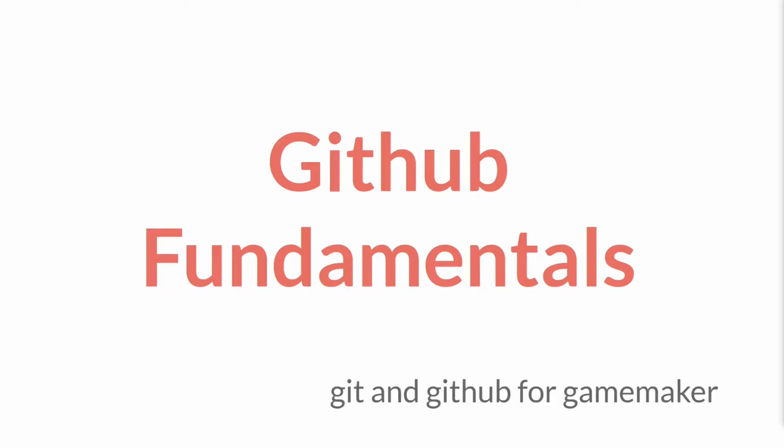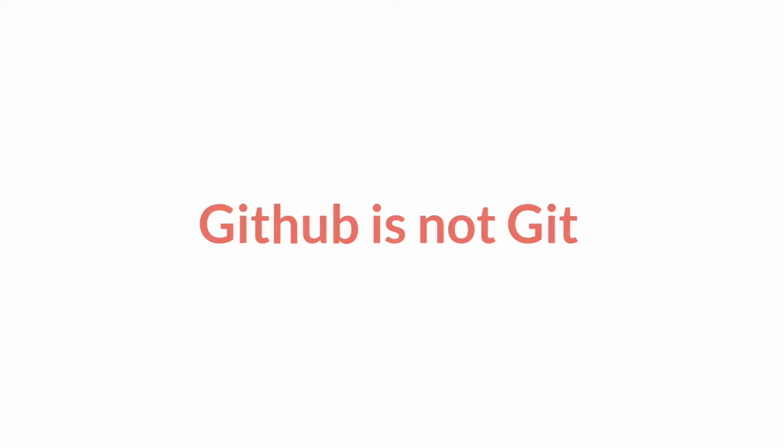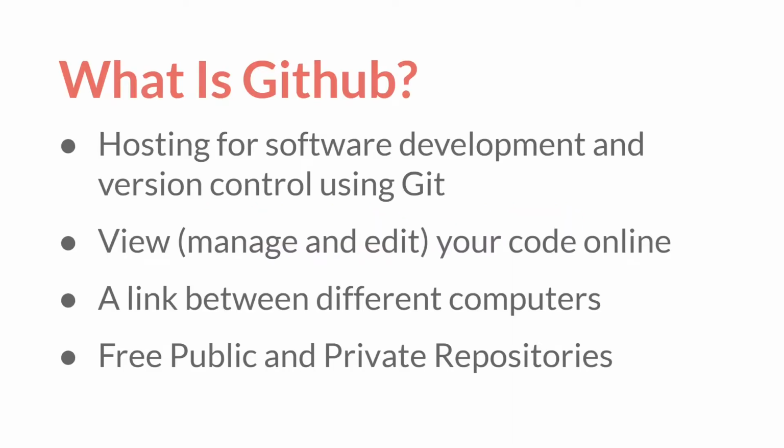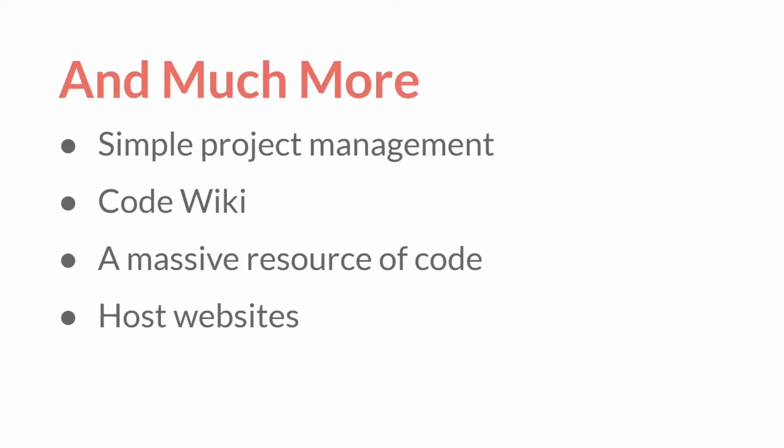In this one, we'll be talking about the fundamentals of GitHub. I believe I said it before, but GitHub is not Git. So then what is GitHub? Essentially, it's a web service that's used for hosting software for development and version control that uses Git. It allows you to view, manage, and edit your code online. It can serve as a remote host and a link between different computers, and it provides you with free public and private repositories. But it's also so much more than that.